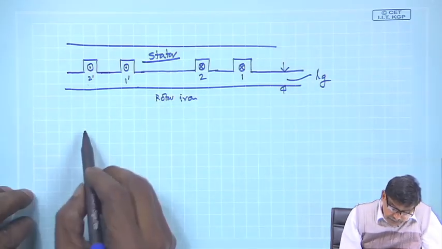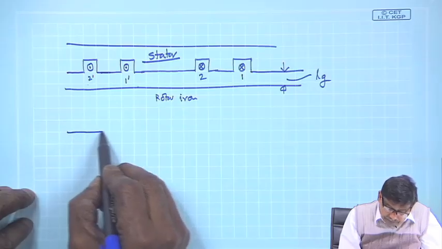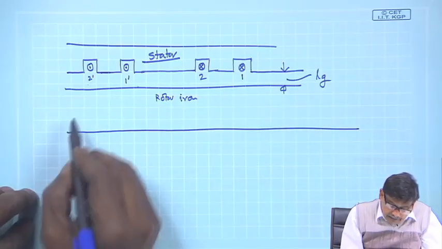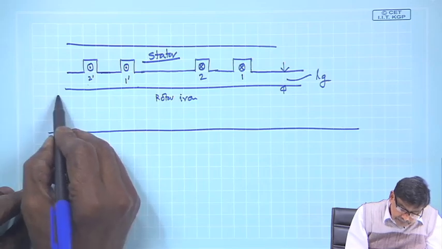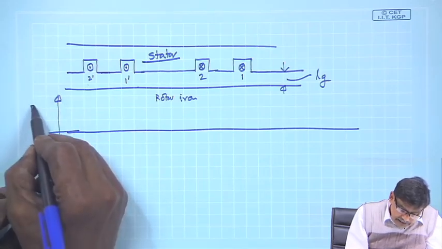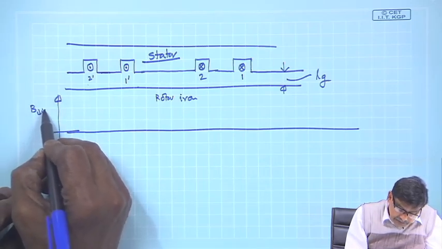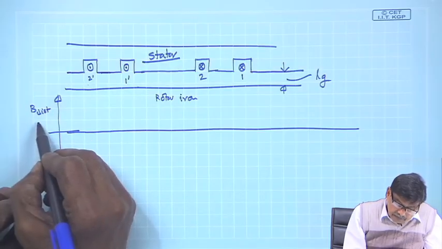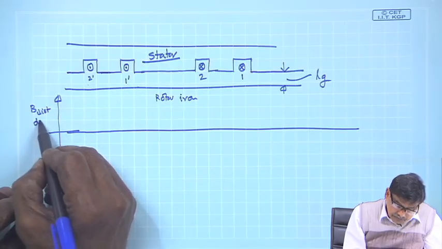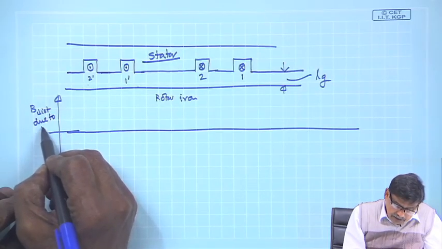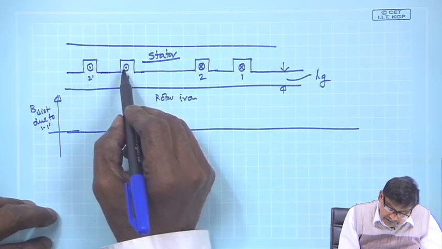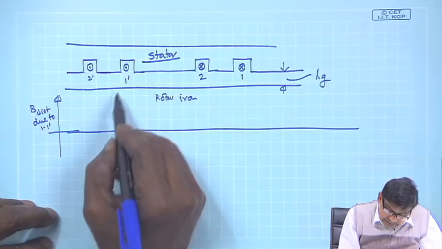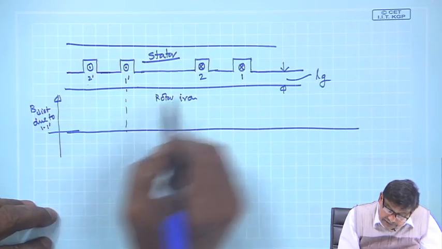Now, this distribution here, what I will do, I will sketch B distribution due to coil 1 1 dashed, and I know for this single coil 1 and 1 dashed the B distribution will be like this here.